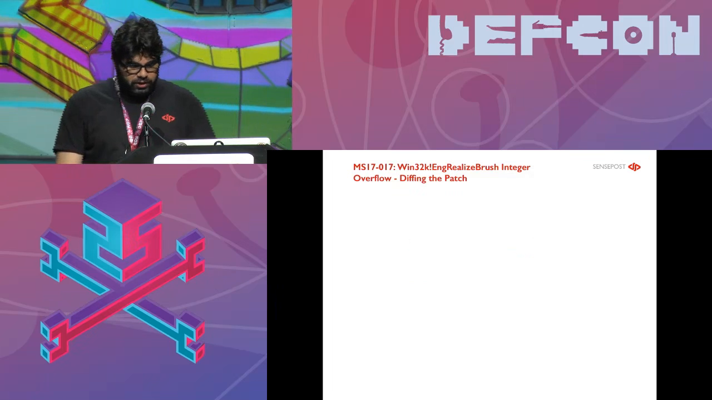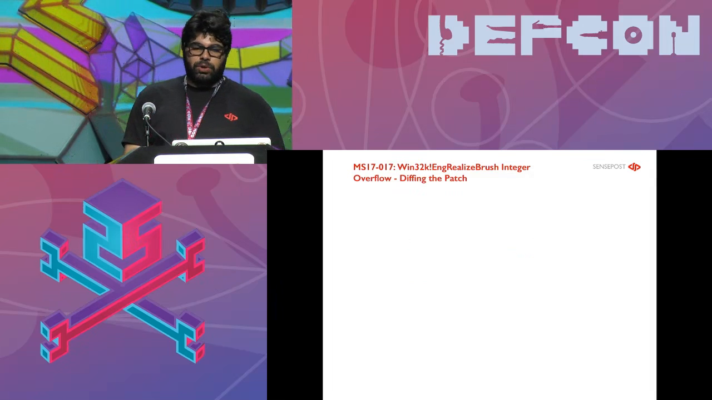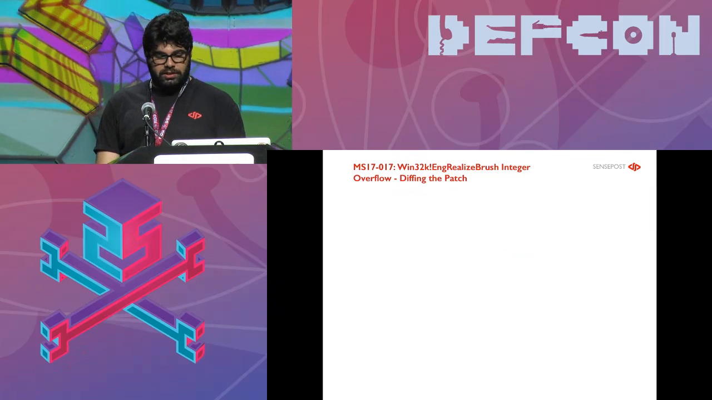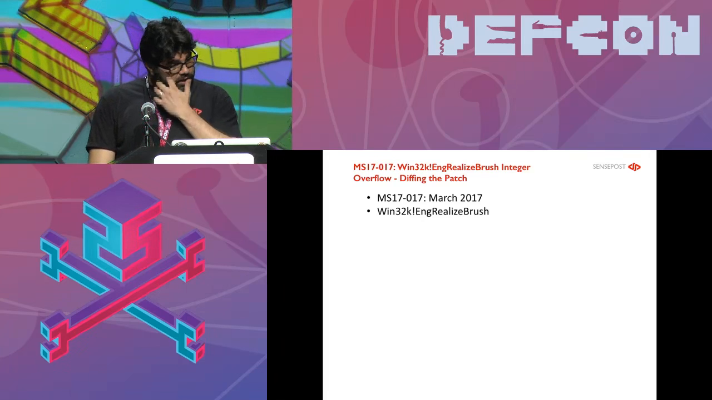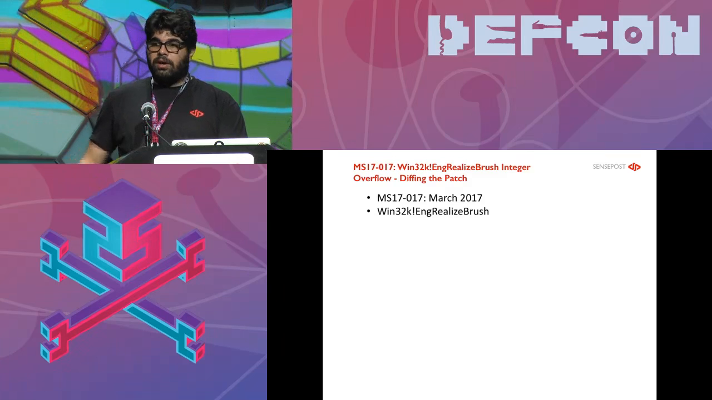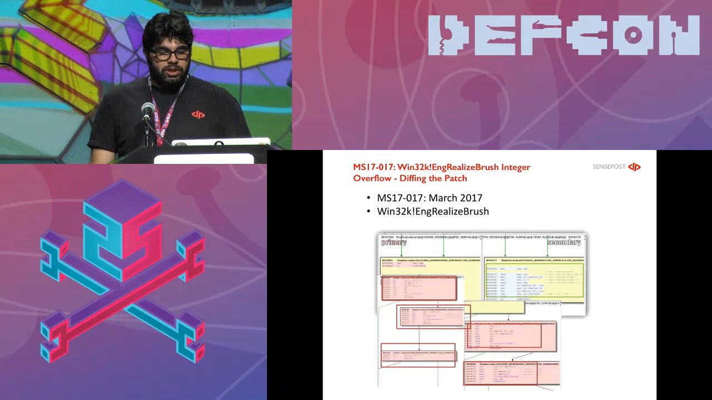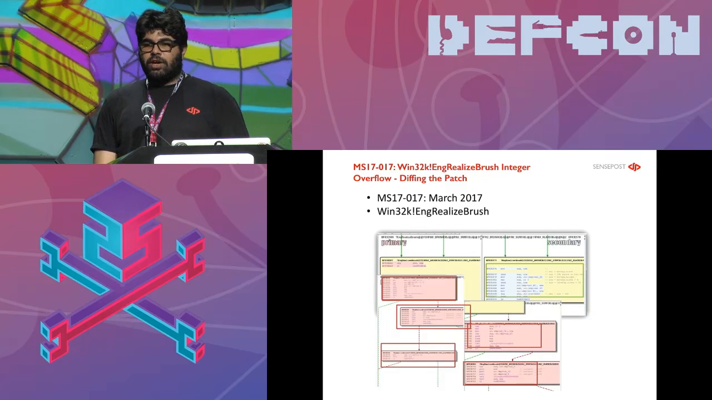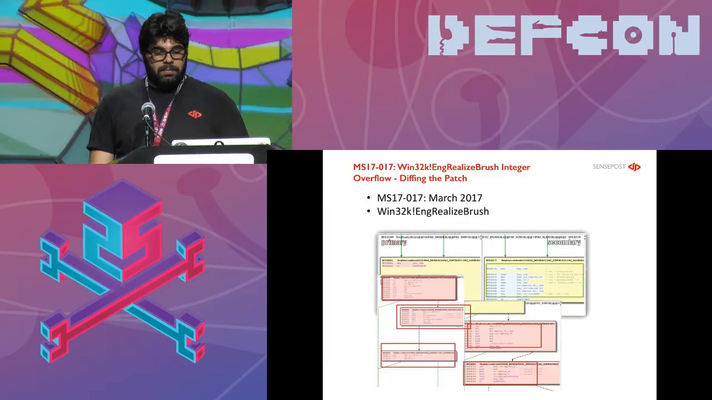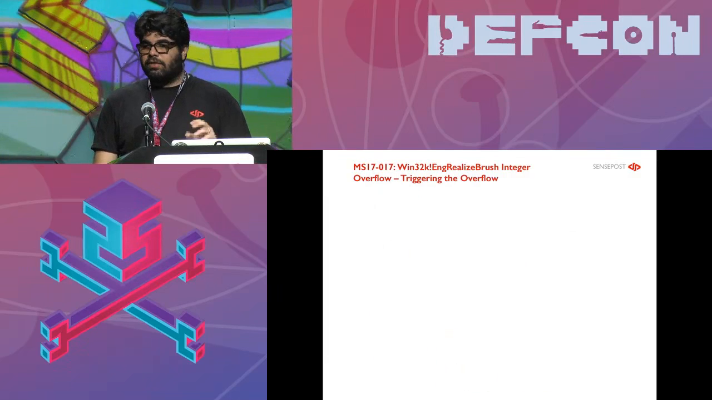The first step that I took to analyze this kind of exploit is to diff the patch that was released back in March 2017. This is the vulnerable function, NGRealizeBrush, and this is the patch. It was very difficult to find out where the problem actually is. As you can see, there were many changes. All of the changes were related to integer checking mechanisms or integer checking functions. So I decided to look at the function itself.